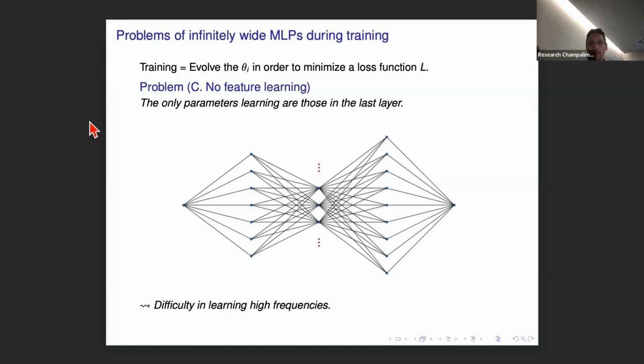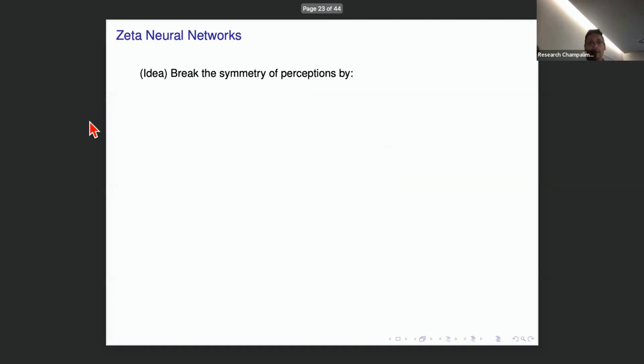And now let me introduce Zeta Neural Networks and then explain how they fix these problems. Or that they don't suffer from these problems, apparently. They may suffer from others. Hopefully not.